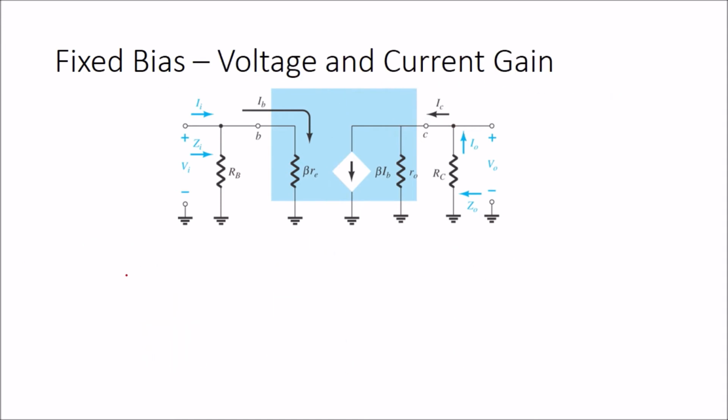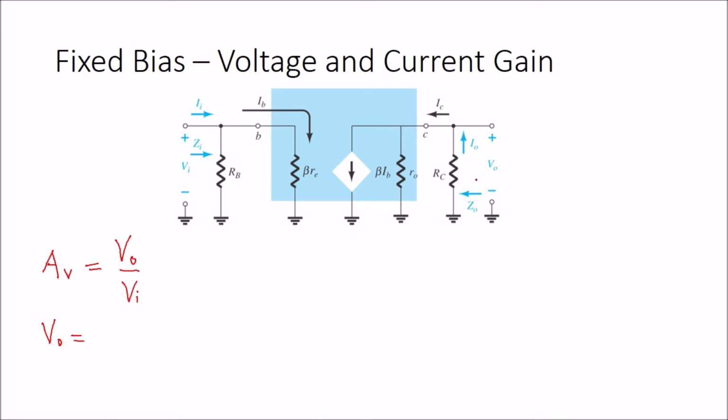And then how to find the voltage gain? You have to remember this equation: voltage gain, noted as AV, is equal to V naught over V in. And then we have to find the value of V naught first.